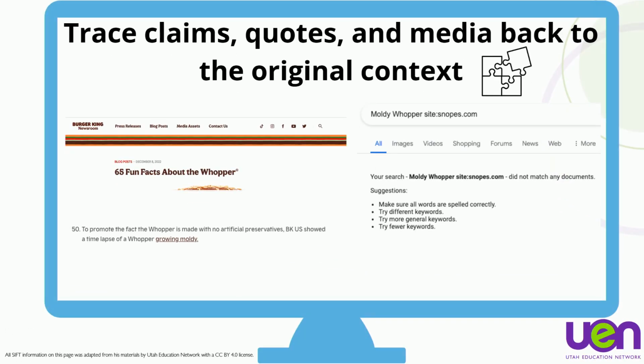So here I typed in the Moldy Whopper on Snopes, nothing came up, so that was helpful to know, like, maybe this claim is true. And then I found the original context from the actual Burger King website. Number 50, in 65 fun facts about the Whopper, says, to promote the fact that the Whopper is made with no artificial preservatives, Burger King US showed a time lapse of this moldy Whopper. I was like, okay, I feel like I've done my job. I have looked through this, and I found it in a way that my students may find information, and seen whether this is credible or not.